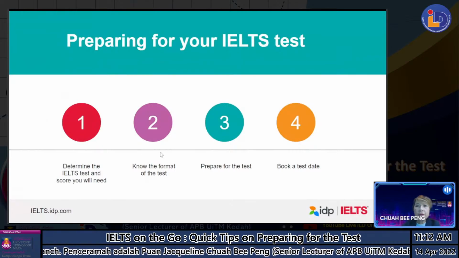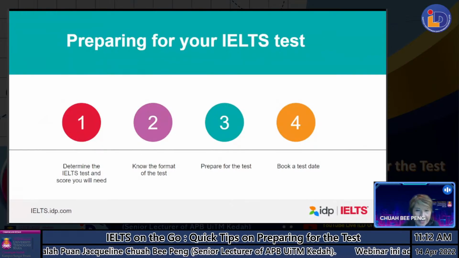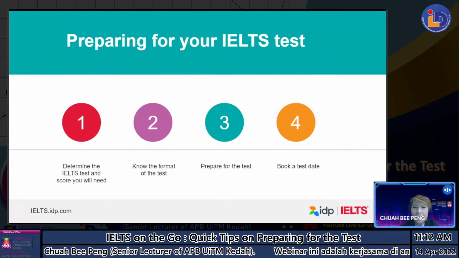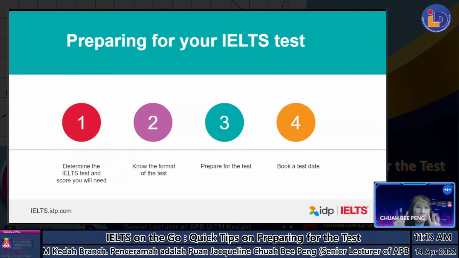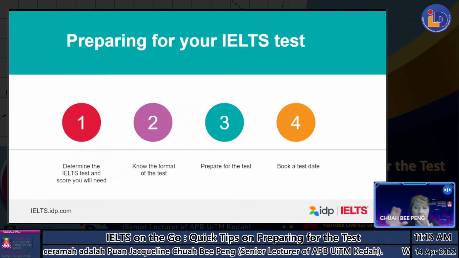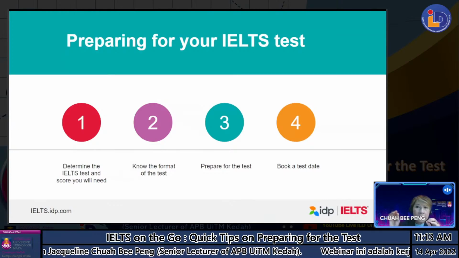So, now preparing for your IELTS test, first of all, you need to determine the IELTS test and score that you will need. I think that's the first thing that you need to know, because you have to plan ahead and set some time to prepare sufficiently to get the score that you need, and also to secure the test dates. Mind you, sometimes during the peak periods, some test dates are actually quite difficult to book. So you need to plan ahead.